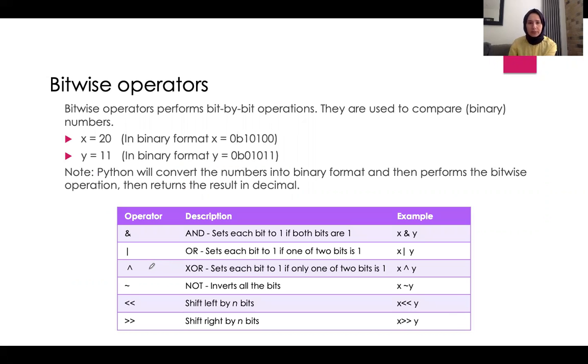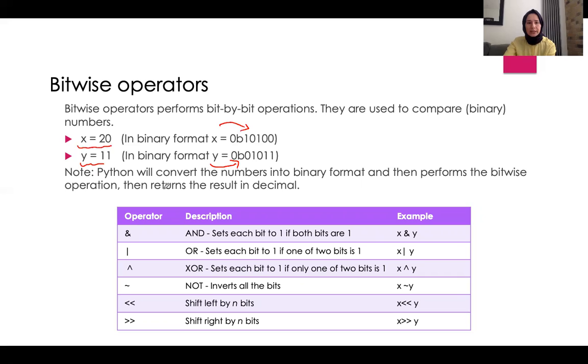Bitwise operators perform bit by bit operations, and they are used to compare numbers. So when we say x equals 20, in binary format x equals this value. And y in binary format equals this number. Python will convert the numbers into binary format, then perform the bitwise operation, then return the results in decimal.